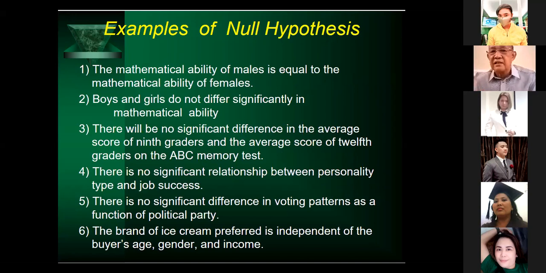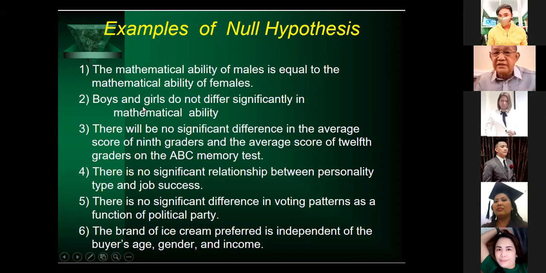Okay, if you read null hypothesis number 1, the mathematical ability of males is equal to the mathematical ability of females. Ano yung stem natin dito na ginamit? What is the stem? Tatlo yung stem na binigay ko sa inyo: is equal to, no significant difference, Y is independent of X. Look at number 1. Anong stem ang ginamit natin dito? Is equal to. Okay, thank you. Is equal to, and therefore, null hypothesis is a no difference hypothesis.